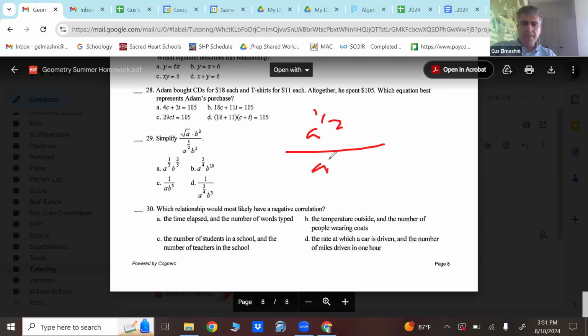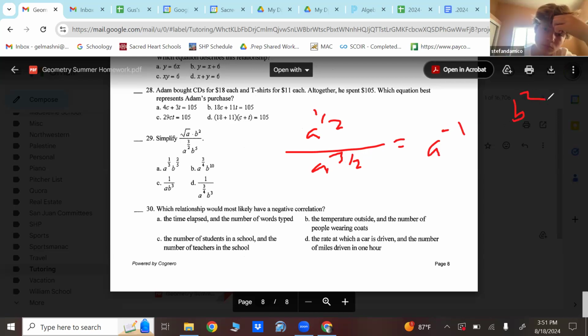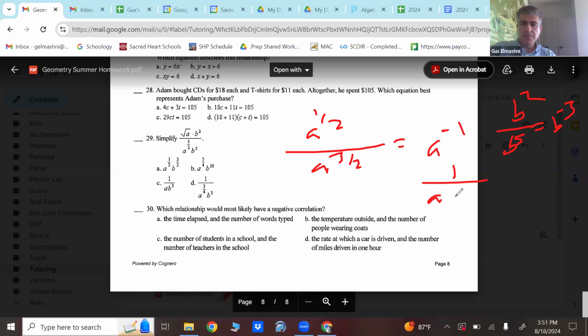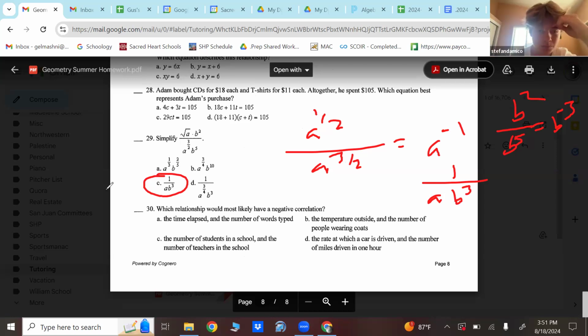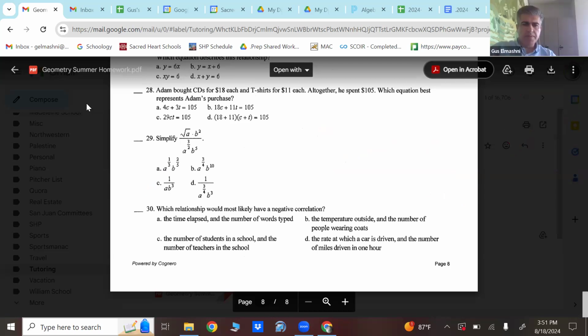So if you compare the A's, you subtract the exponent, so it becomes a to -1. For the B's, you get that. So get C for that one. And lastly, for 30.